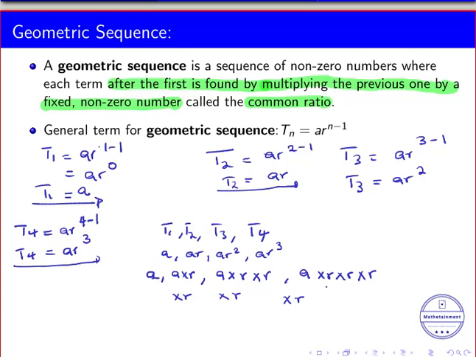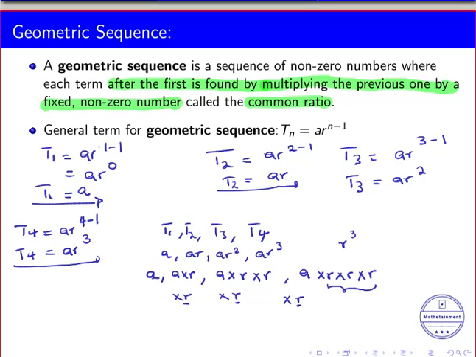So I end up having these 3 R's. R times R times R, same base, adding exponents. That's why I have my R cubed. So how can I find this common ratio? This common ratio is R.